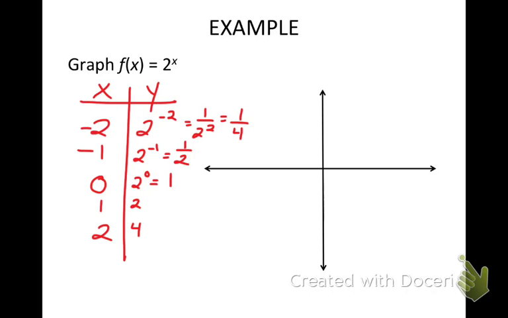Hopefully. Let's go over to our lazy graph. So -2, 1/4, we'll say, is maybe right about here. -1, 1/2, we'll say, is right about here. 0, 1, there's my y-intercept. 1, 2, 2, 4. So it's going to be a curve that goes like that.